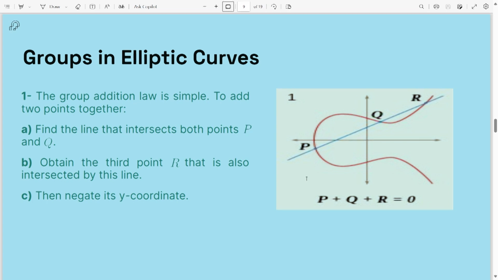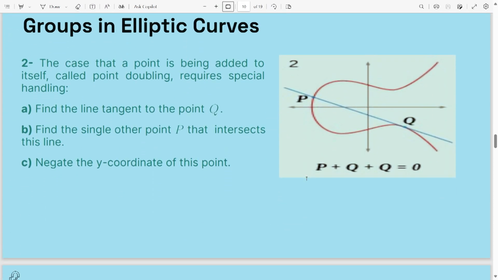That's why, in the singularity video, I told you that the tangent line is pretty important, right? Because you are using it in the calculations. I will show you here. As you can see, we are directly using the tangent here. If you want to add Q to itself, aka doubling, you have to take the tangent line of it. The other intersection point will be your result, and of course you have to negate it on the y-axis. So you will get minus P as your result. This is what we call doubling.